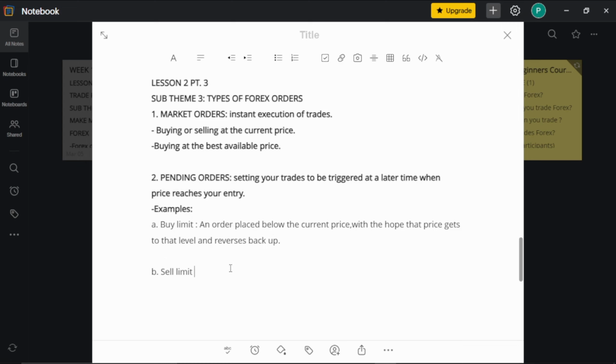And then for a sell limit, an order placed above the current price with the hope that, when I say hope or when I say feelings, I do not mean your feelings. I mean whatever strategy or system of trade that you're using. So with the hope that price gets to that level and reverses back down.